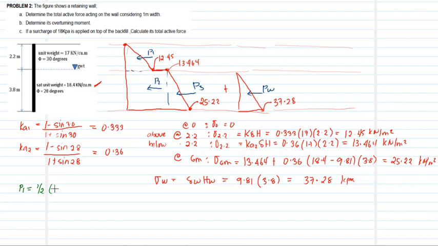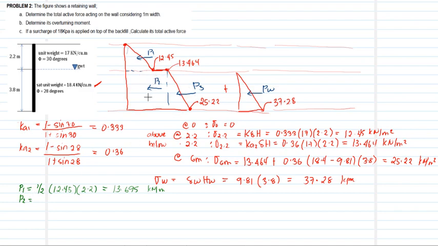1/2 yung value natin ng pressure, which is 12.45, multiplied by the height, which is 2.2. So, that is equal to 13.695 in kilonewton per meter of length. And then, ano yung magiging P2 natin?